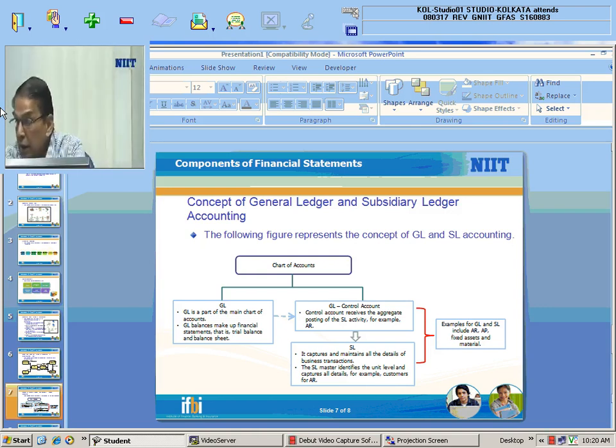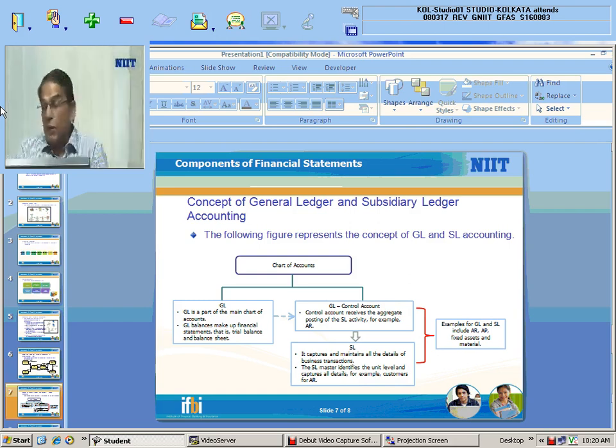Subsidiary ledger basically captures and maintains all the details of the business transaction. So the detailed business transaction may not be reflected in the GL at all. The detailed business transactions will actually be entered in the subsidiary ledger. The SL master will identify the unit level and capture all details, for example, customers for a year. Supposing the subsidiary ledger for account receivable, the subsidiary ledger master, that is a chart of the accounts which are there in the subsidiary ledger, will basically have all details like customers for a year, all will be recorded in the subsidiary ledger.